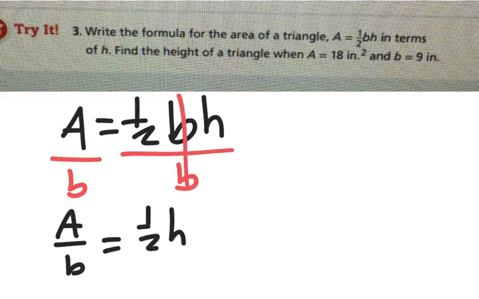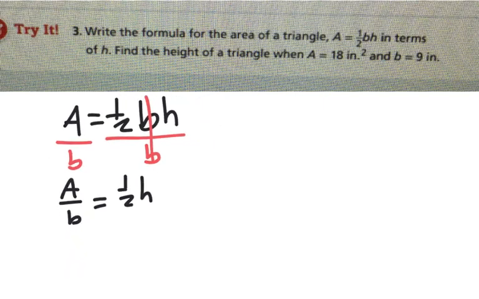So if h is being multiplied by half, what's the opposite of multiplying by half? Dividing by a half. Well, what does it look like when you divide by half? We don't normally like to divide by fractions because they don't work like we want them to. So in 5th grade, when you first started learning about dividing by fractions, you learned a way to do it easier than dividing by a fraction. We would multiply by the reciprocal.